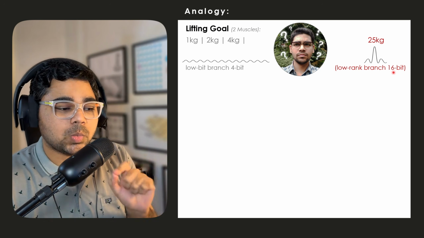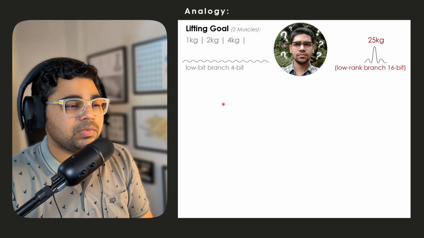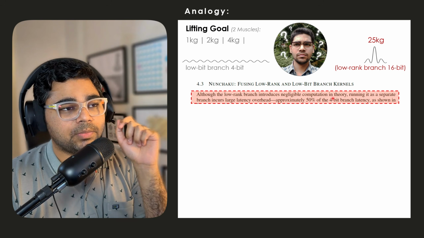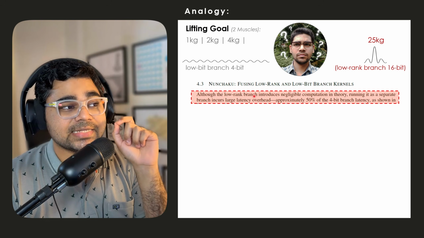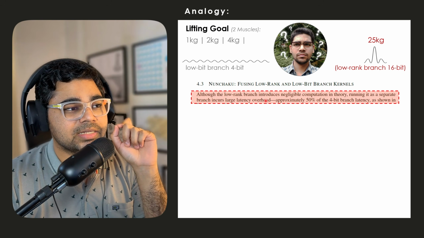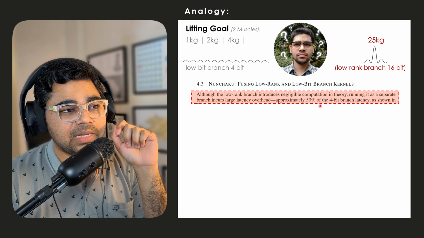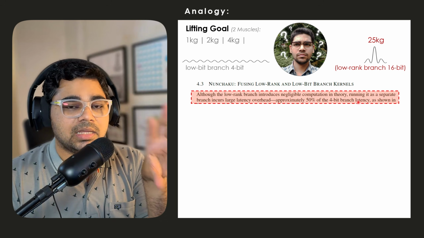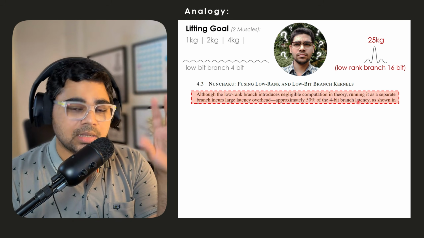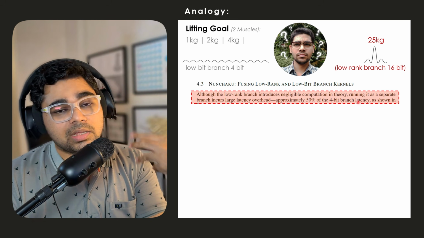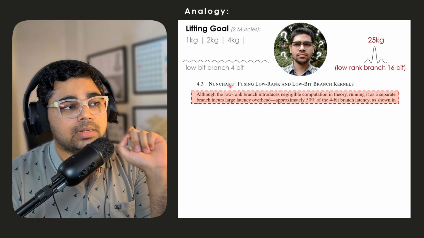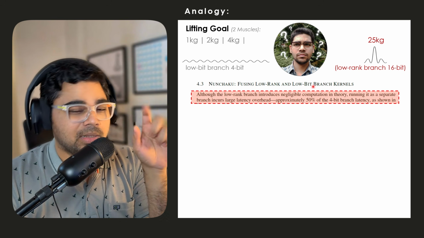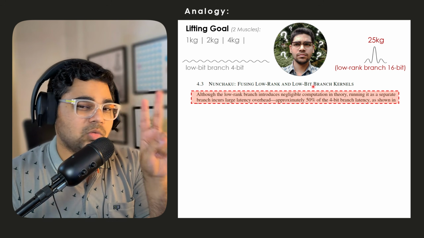Okay. And this is where Nunchaku comes in. So further, when you read the paper, you will see, although the lower rank branch introduces negligible computation in theory, running it as a separate branch incurs large latency overhead, approximately 50% of the 4-bit branch latency. So what they are saying is, yes, even though we have quantized this to 16-bit, running it separately will not give us faster generation time, and that is where Nunchaku comes in, because it can fuse both the low rank and the low bit. Now we know what is low rank, we know what is low bit.